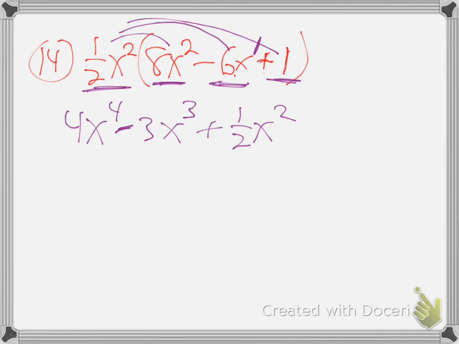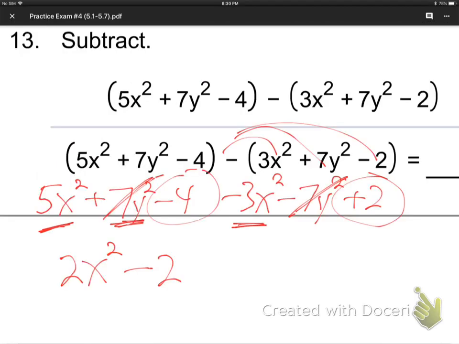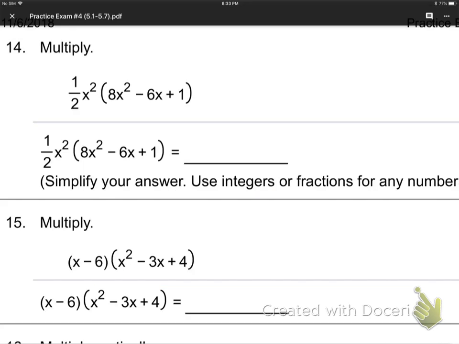That's it. We can't add or subtract any of those further. Why not? Because they're different powers. They're unlike terms. Is that good? See how the powers added there? So when we multiply is when powers add. Whereas back here, like on number 13, no powers added. When I was doing 5x squared and 3x squared, the powers didn't add. They just stayed the same. So when you're adding, subtracting, powers stay the same. When you're multiplying, that's when powers add. Okay? All right. Let's keep going.